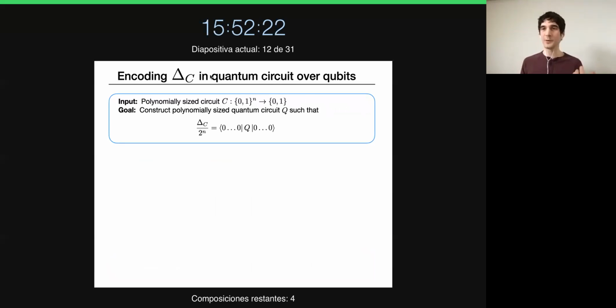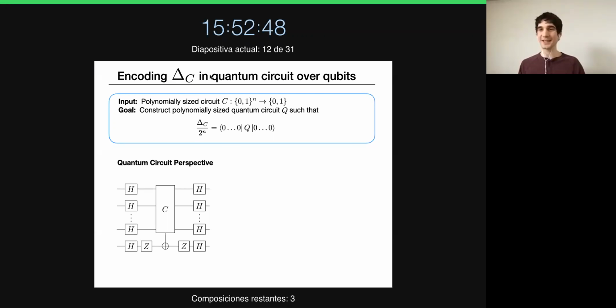Okay, so how do we do step 1? I'm actually not going to spend a whole lot of time here because it's a standard trick. Just to recap what we want to do here, we want to create some quantum circuit Q such that if you look at the transition amplitude going from the all-zero state to the all-zero state, it's exactly equal to delta C over 2 to the n. There are probably many perspectives you can take, but I'm going to show you 2.